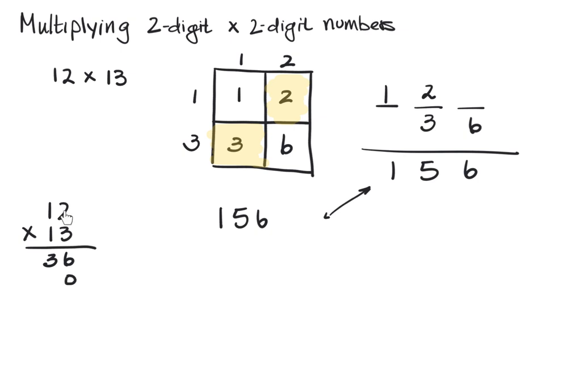So now I can go 1 times 2, that's 2. And 1 times 1, that's 1. And then I can add those up, and I still get 156. So if you prefer this method, that's great, but this is another method that works, and it gives you the same answer. Let's try one more that's kind of easy, and then I'll do a harder one.